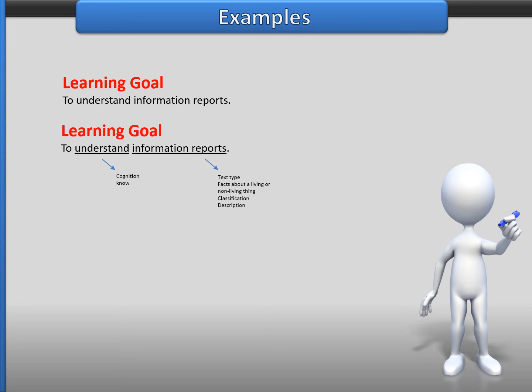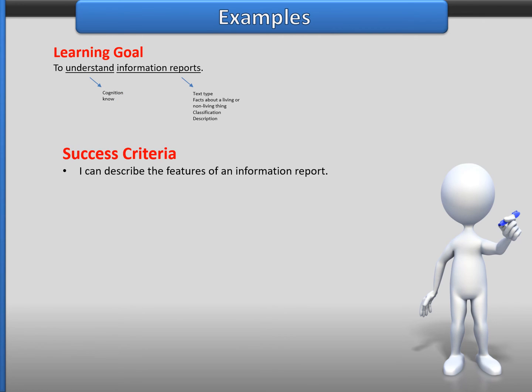Here I have annotated information reports with what I expect students might be able to say about an information report, that it is a genre or a text type. It is facts about living or non-living things, and they might know parts of an information report, such as classification or description. Then we have our success criteria. So I have chosen 2 success criteria for this learning goal.